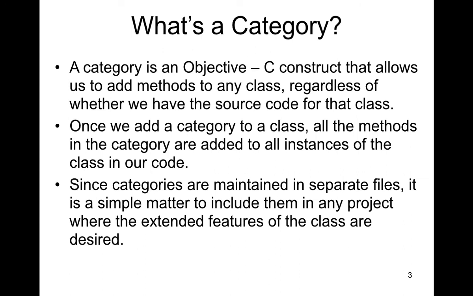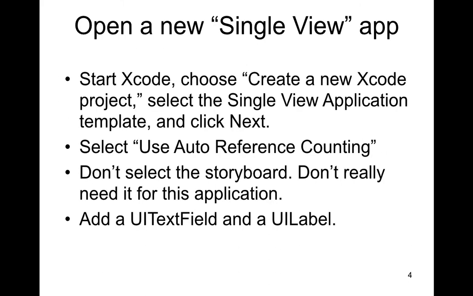Once you've added the category, all the methods in the category are added to all instances of the class. So when you include the category with the project, any NSString can use these particular methods that we've added to the category. Since categories are maintained in separate files, it's simply a matter of including them in each new project where you want to extend the class's behavior. So you create it once and then use it all over again. If you save the category that we're going to create in this exercise, you can use it again and again in any project that you want, and you'll have a nice little method that reverses a string.